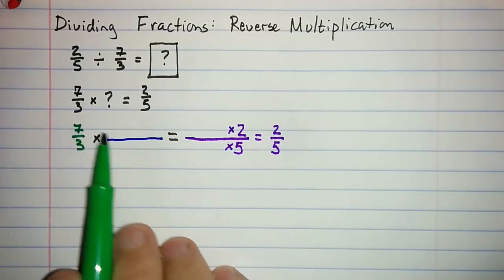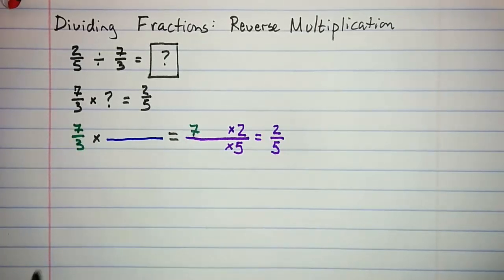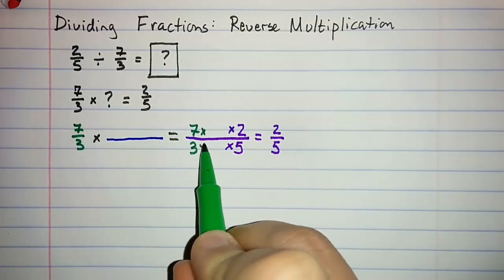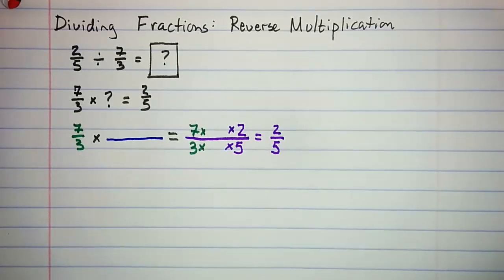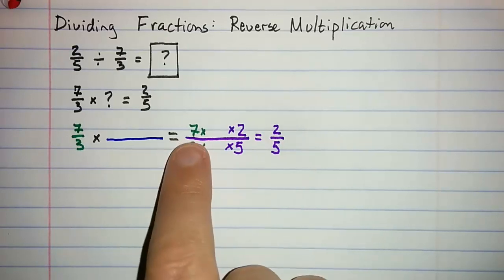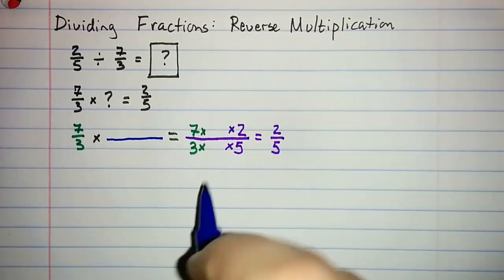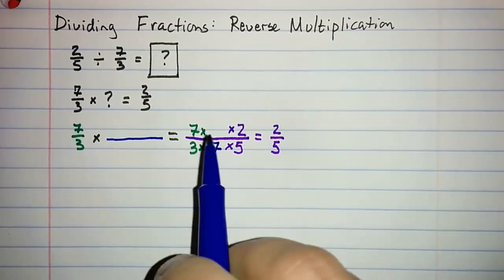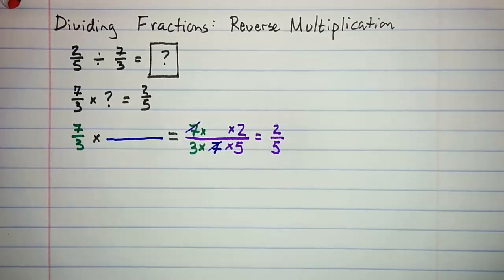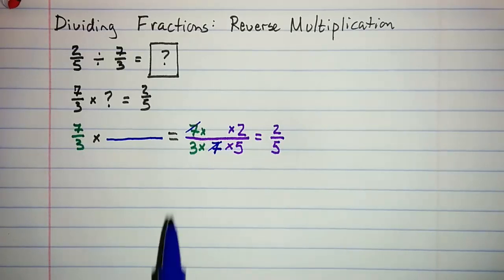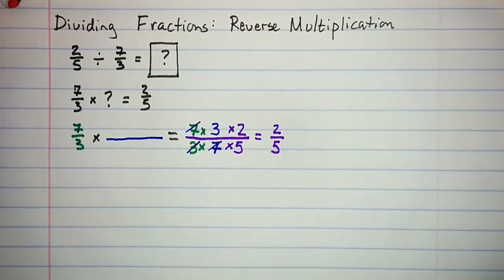We multiplied 7 by something, so 7 must be a factor in our numerator. We multiplied 3 by something, so 3 must be a factor in our denominator. But I don't want a 7 as a factor in my answer, so I must have had a 7 in the denominator to cancel that out with. Similarly, I don't want 3 as a factor in my denominator, so I must have had 3 as a factor in my numerator to cancel that out with.